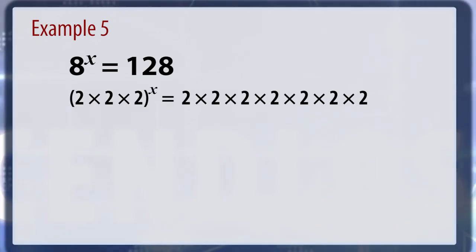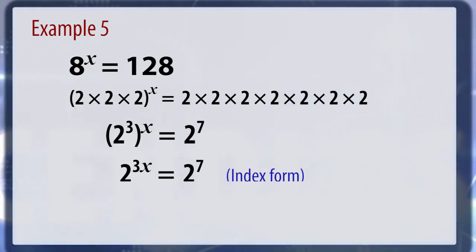Now writing that again, we have 2 raised to the power 3 in brackets, raised to the power x on your left hand side. On the right hand side, we'll have 2 raised to the power 7. Now when we remove the brackets from the left hand side, we're going to multiply the exponents. I'm sure you remember that. That will give us 2 raised to the power 3x to be equal to 2 raised to the power 7.